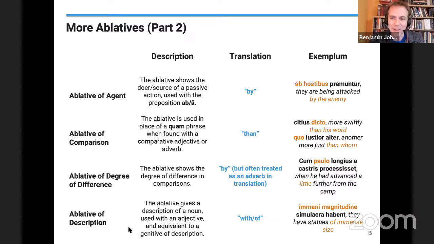We told you that we were going to finish up our review of the ablative today. So that is this. We have 7 of the other big ablative uses. Some of these are on the course description.